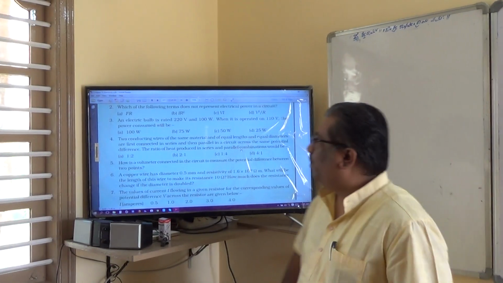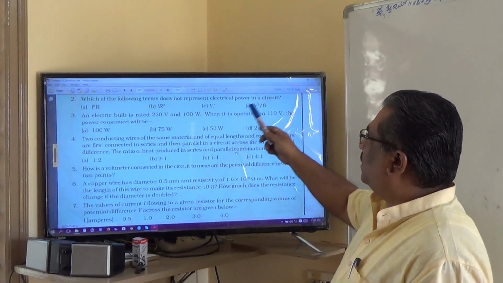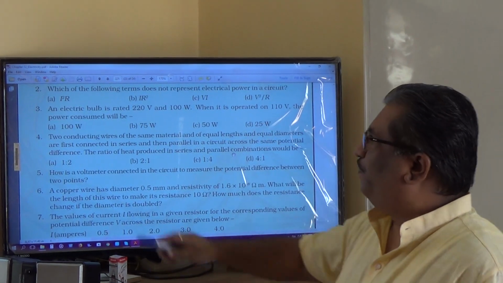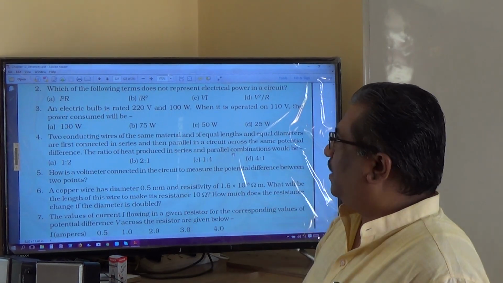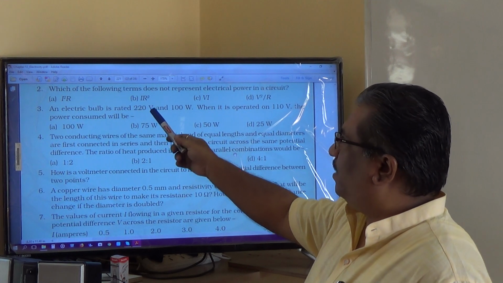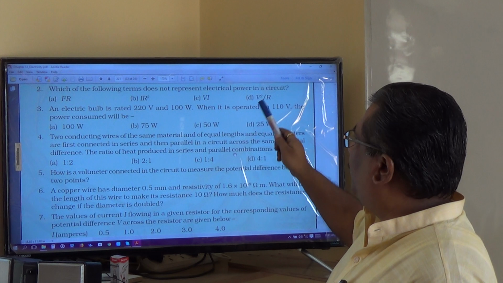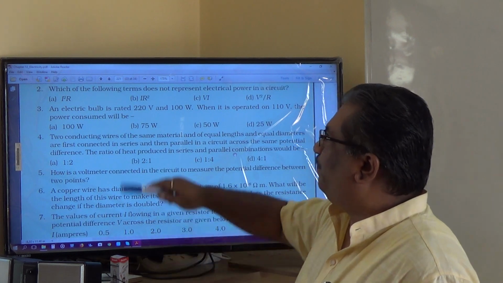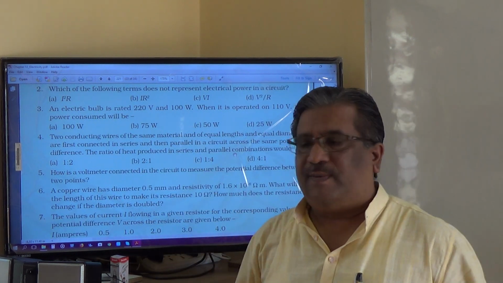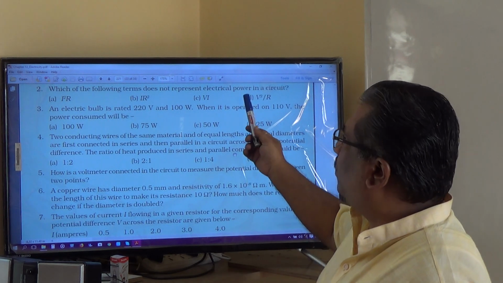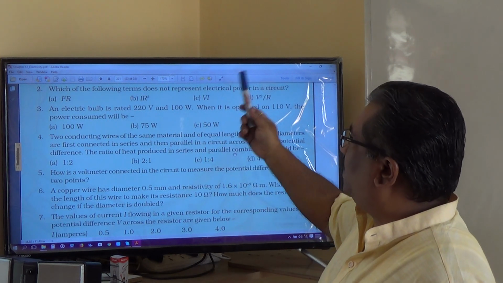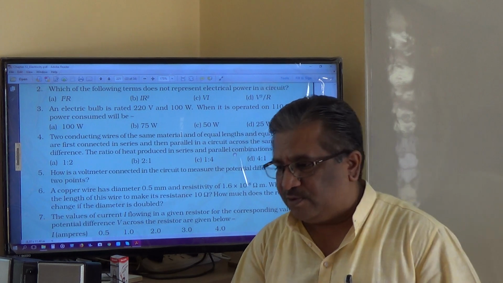Second one. Which of the following terms does not represent the electric power in a circuit? P is equal to I square R, correct. P is equal to IR square, wrong. You can check yourself. P equals VI is correct, V square by R is correct, I square R is correct, whereas IR square is not available. Therefore B is the answer for this. Next question.